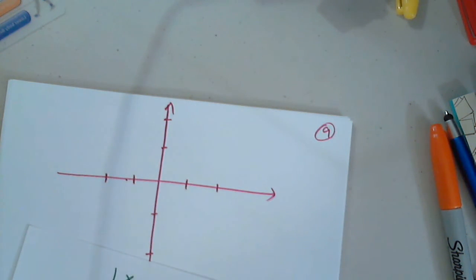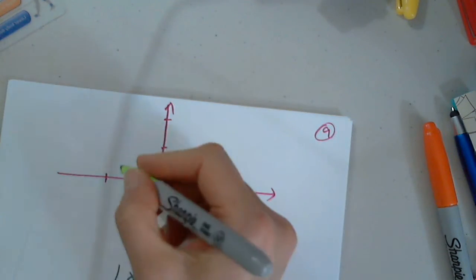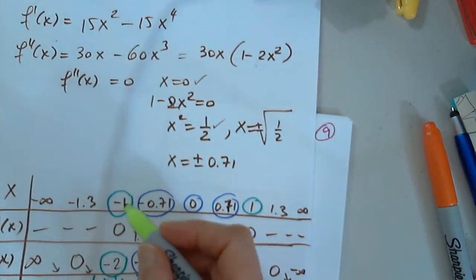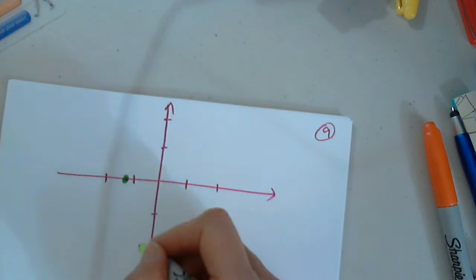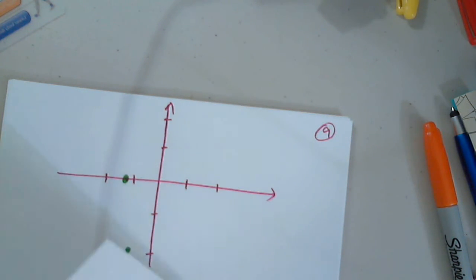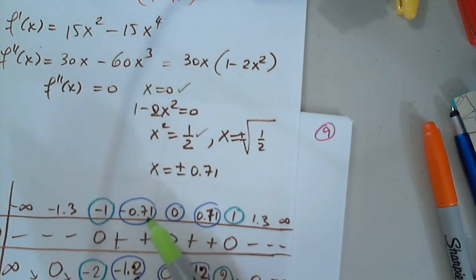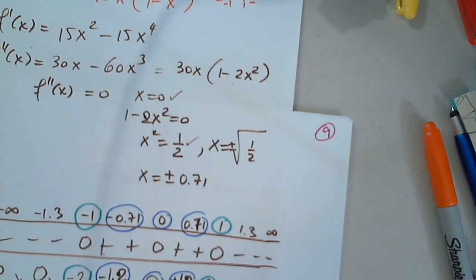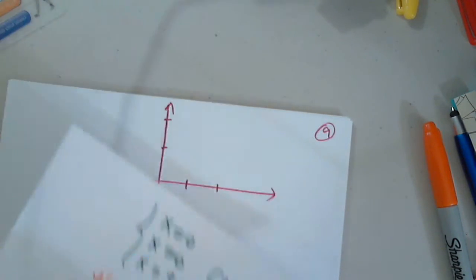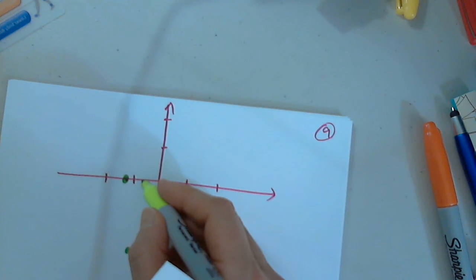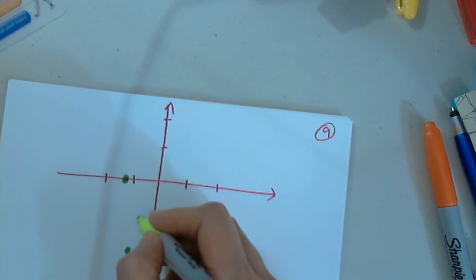Maybe I should use a different color and use this. Then the next point is negative 1, negative 2. Then my next point is negative 0.71, negative 1.2. Okay. Negative 0.71, negative 1.2.